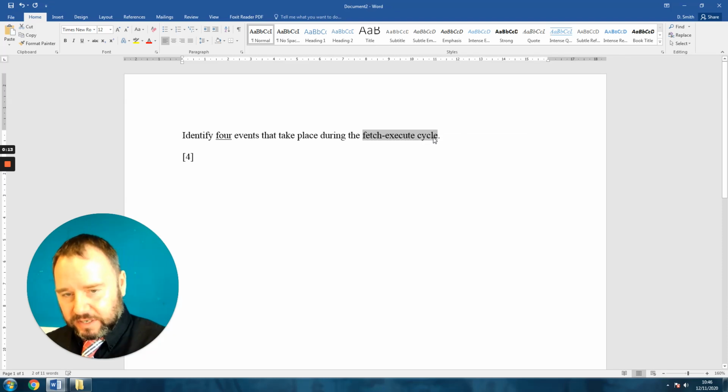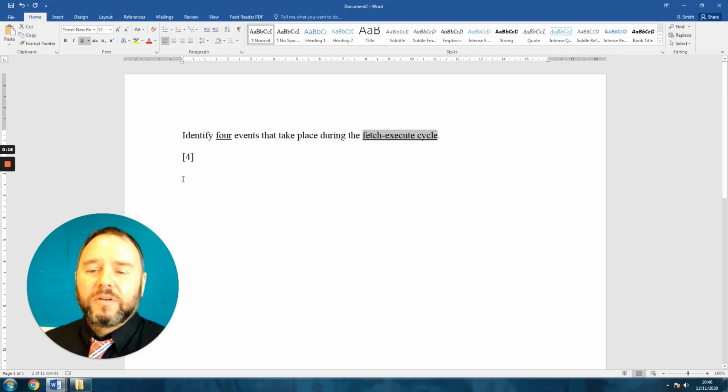We know it as the fetch decode execute cycle because it helps us remember what it does. What does it do? It fetches, decodes, and executes. What does it fetch, decode, and execute? It fetches, decodes, and executes instructions. There's 3 marks out of the 4 marks already. Identify 4 events that take place during the fetch, decode, execute cycle.